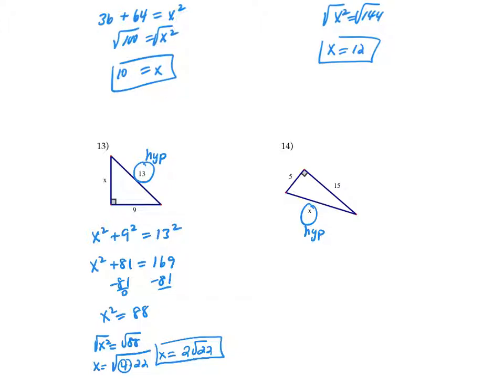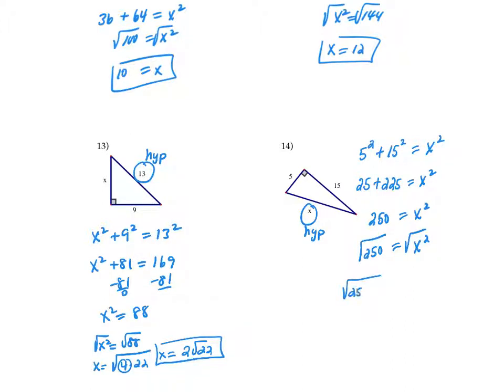Okay, last one for this section, number 14. We're going to set it up as 5 squared plus 15 squared is equal to x squared. 5 squared is 25. 15 squared is 225. And that's equal to x squared. 25 plus 225 is 250. And we do need to take the square root of that. If you check it out, 250 is equal to 25 times 10. And you see that gives us a nice perfect square to take the square root of. So the final answer for x will be 5 square root of 10. Done.